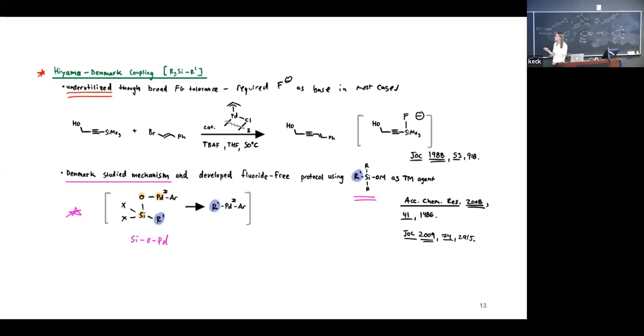People will say Hiyama-Denmark and it doesn't necessarily matter. But strictly speaking, you don't need fluoride, but you need a very specialized transmetalating reagent in this silanolate. What they found is that you can go through this type of transmetalation. So the silanolate is already set up to interact with your palladium, and that allows transmetalation.